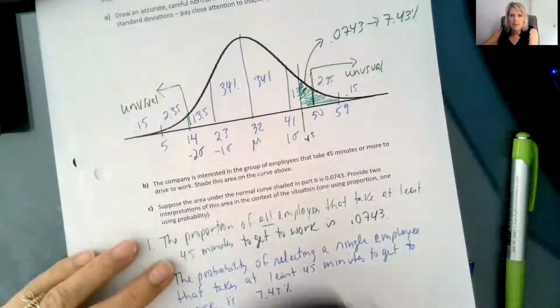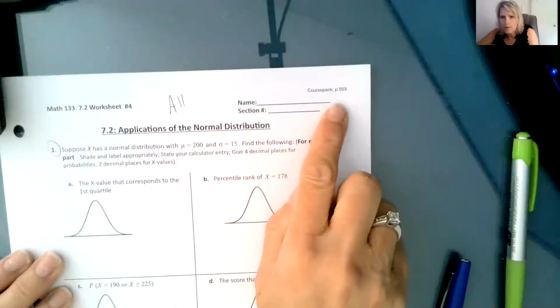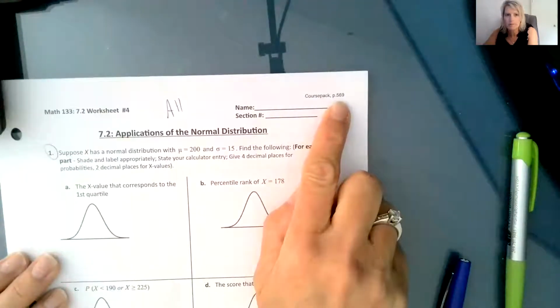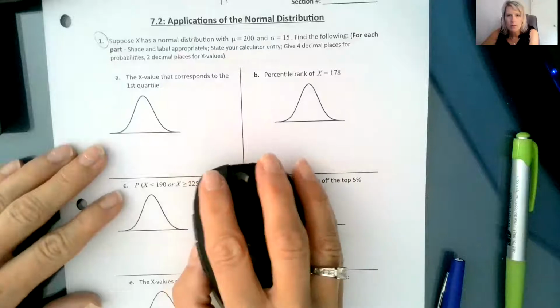So let's take just a minute here and turn to worksheet for 7.2. And I'll let you get this out. It's on page 569. And then when we come back, make sure that you have your Desmos open as well.